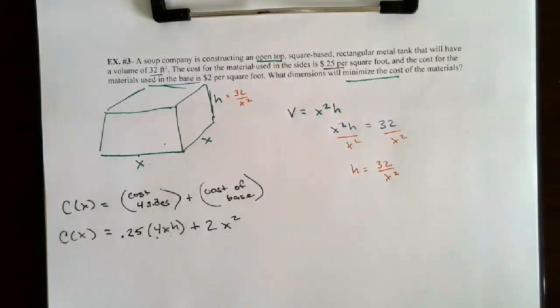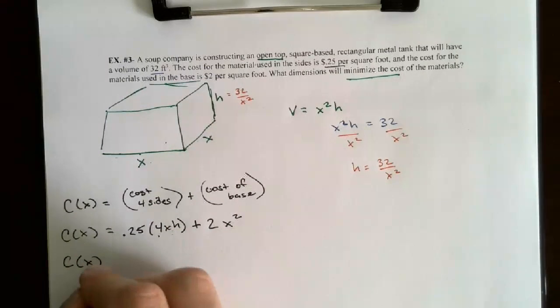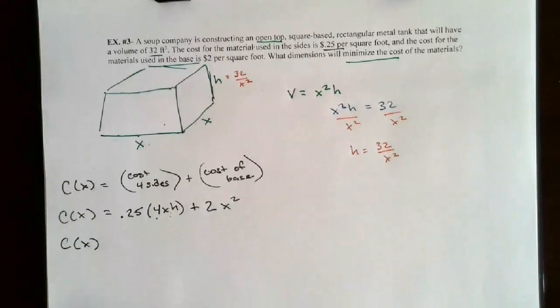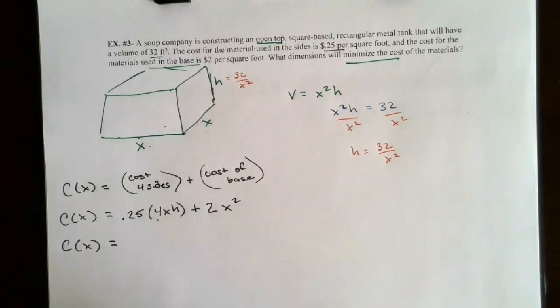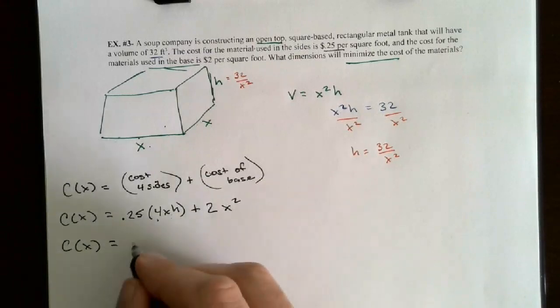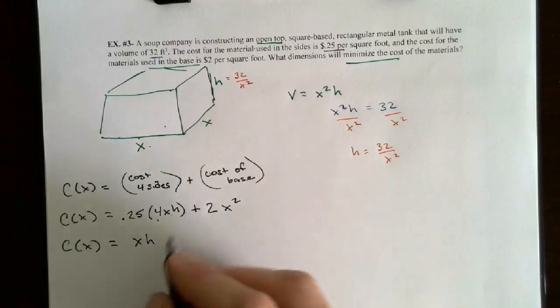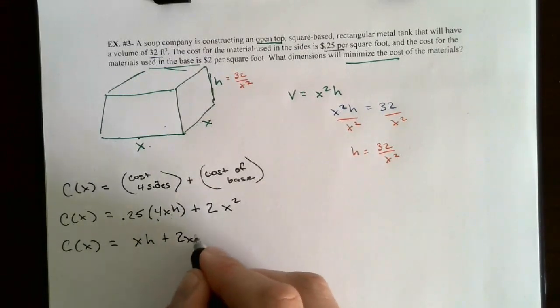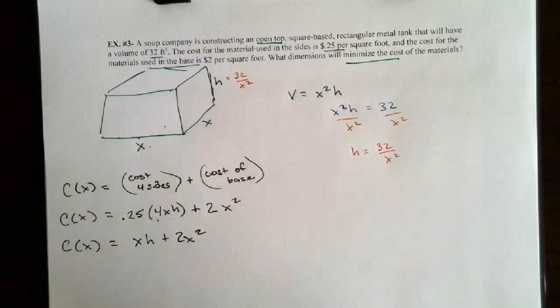But since they asked us about cost, we're taking it into account. Let's simplify this formula. So we have the cost is equal to 0.25 times 4, that's going to give us 1. So it's really just going to give us xh plus 2x squared. And then the last thing is, I want this to be a formula just of x.